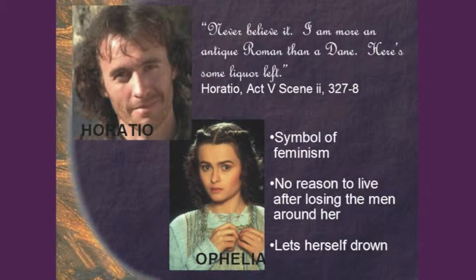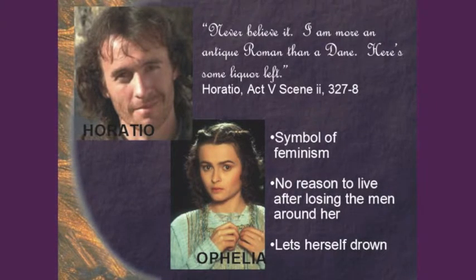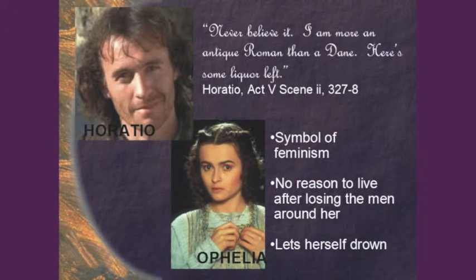So when Hamlet tells Ophelia that he never loved her and Polonius dies, Ophelia believes that she no longer has any reason to live without these men. Ophelia goes mad and then commits suicide simply by letting herself drown.